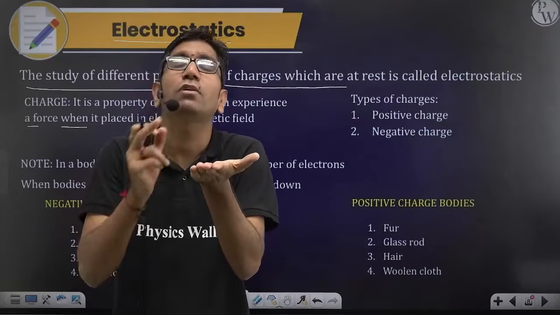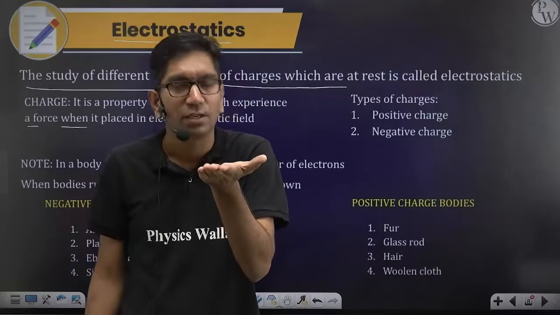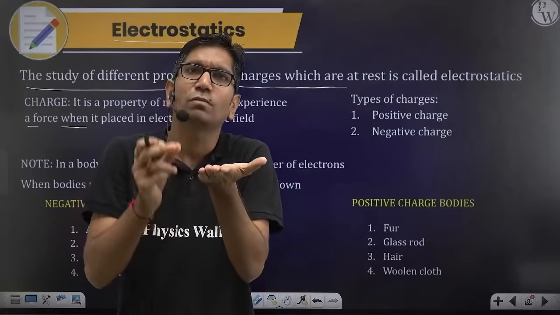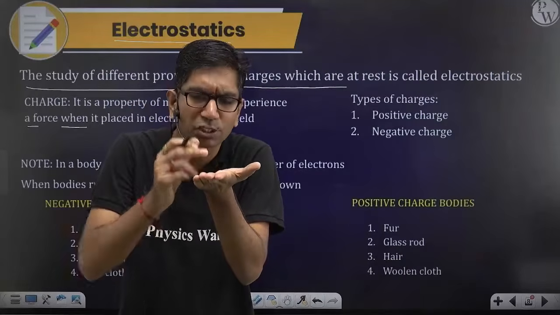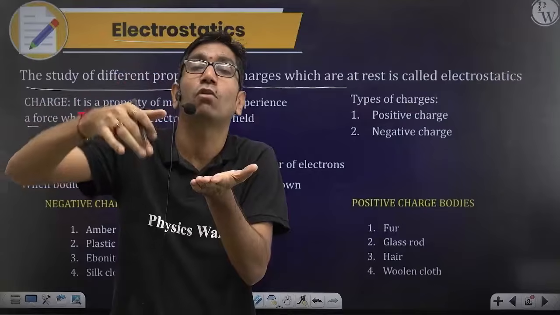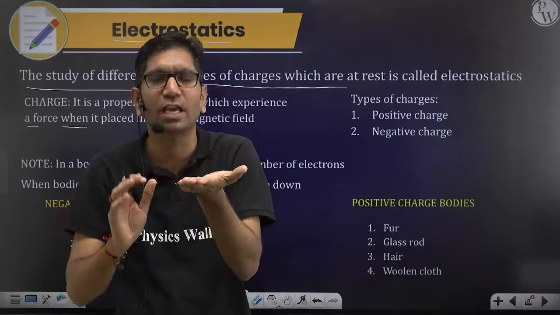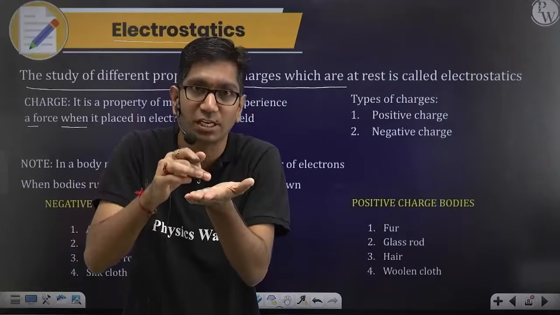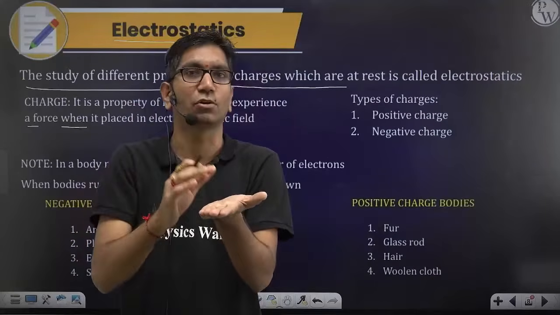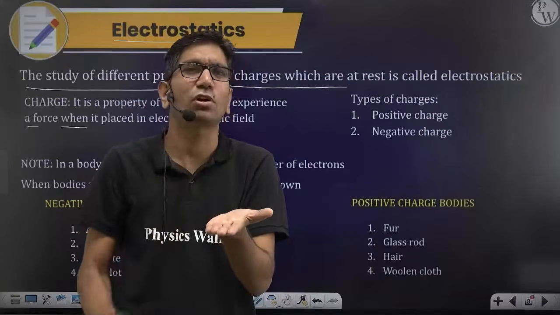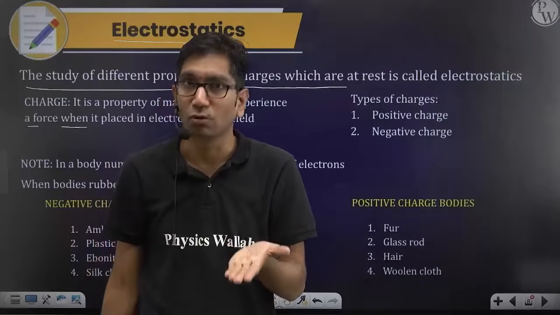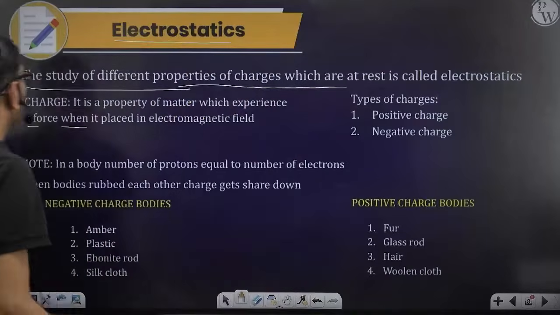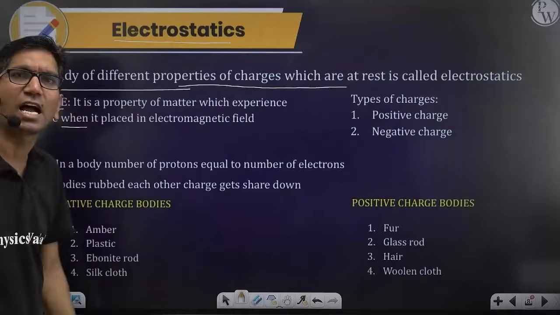Now it is in rest position, right? When it is in rest position, what is it emitting, what is present in the surrounding? We are going to discuss the different properties of charges which are at rest. This study is called electrostatics, beta. Now, what is charge?